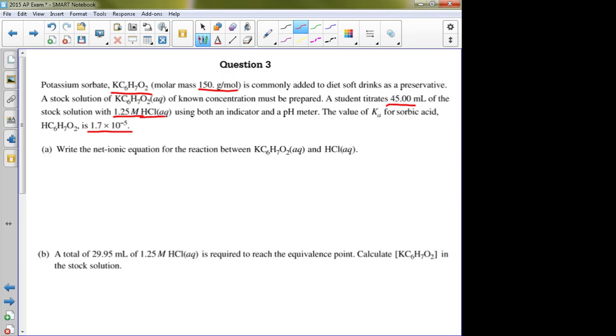Okay? A says write the net ionic equation for the reaction between KC6H7O2 aqueous and HCl aqueous. Now, keywords here is they already gave you the aqueous part, which means you already know when I put those in solution, they're going to dissociate. Let's pretend like they didn't give me the aqueous part for a second. Let's say they decide to be mean this year, which they might. How do I know this one is aqueous? Because you got a K positive ion.